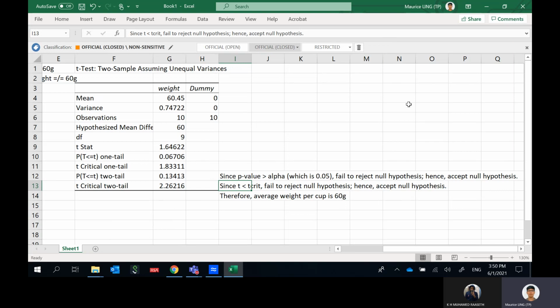Okay, so anyway, that is the final solution. But you have to know which one to read, your one tail or two tail test.